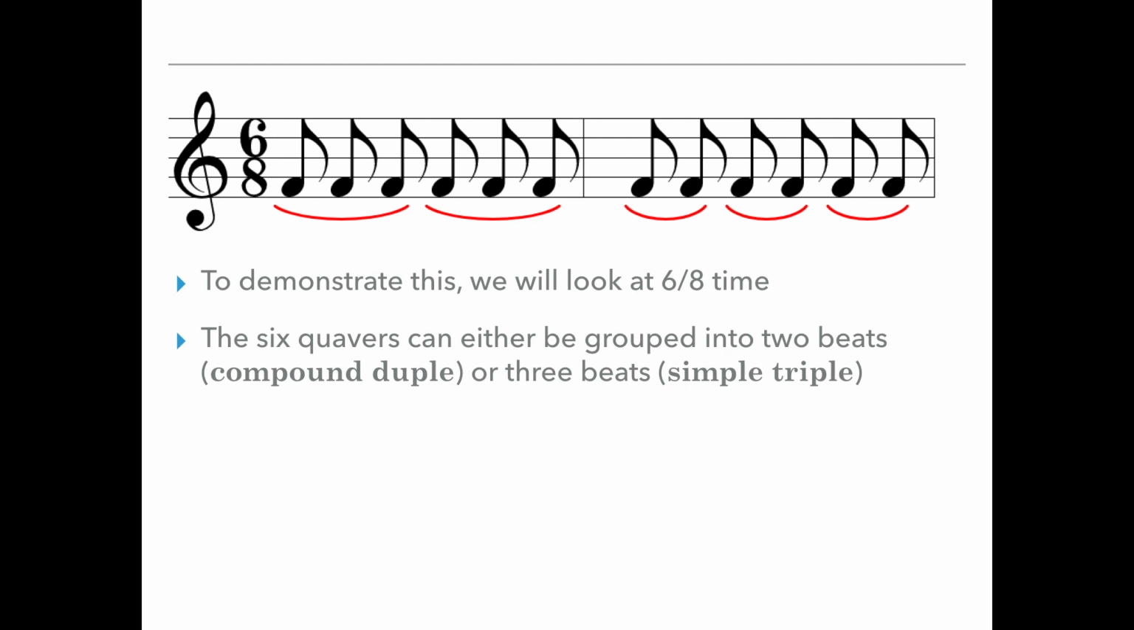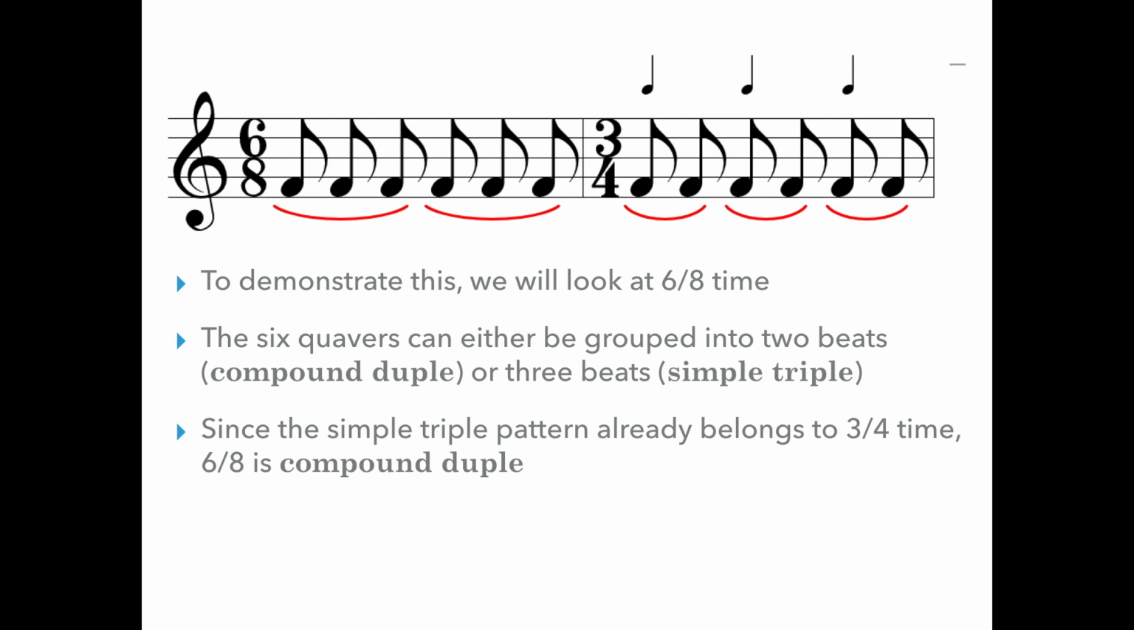Now you could either subdivide those into two groups. So you can see in the first example on the left, two groups of 3 quavers. Or you could divide it into 3 groups of 2 quavers. Now, as we know already, 3/4 covers the one on the right because you've got 3 crotchet beats per bar divided into 2, each beat divided in half. That would be simple triple time.